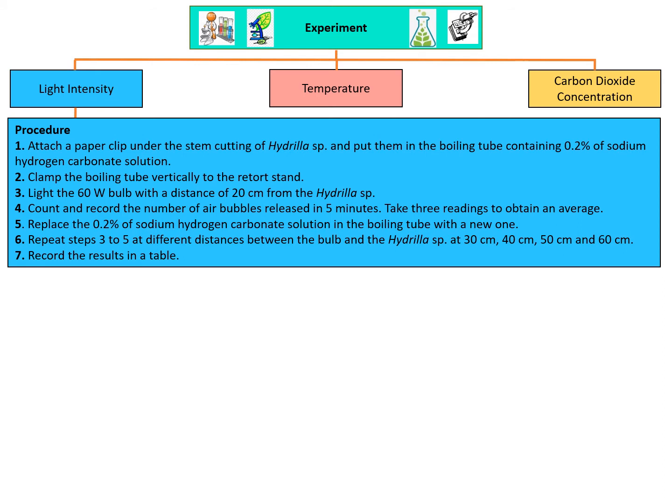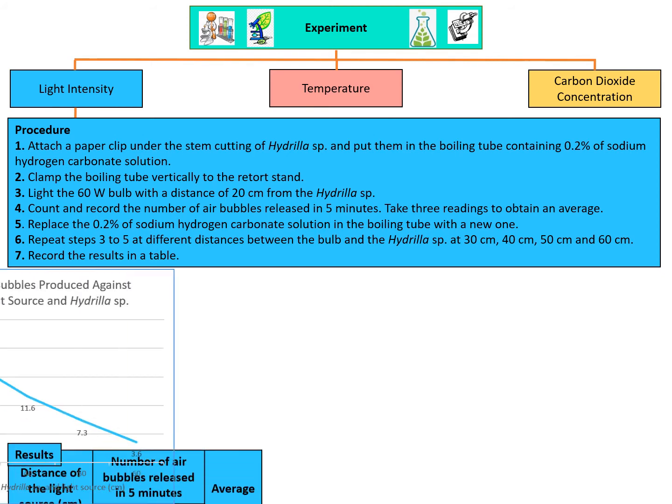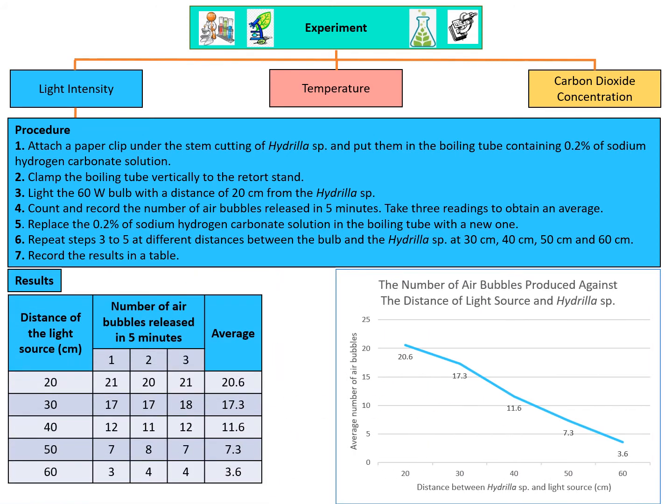Replace the 0.2% sodium hydrogen carbonate solution in the boiling tube with a new one. Repeat steps 3 to 5 at different distances between the bulb and hydrilla, at 30, 40, 50, and 60 cm. Record the results in a table. Here are the results.